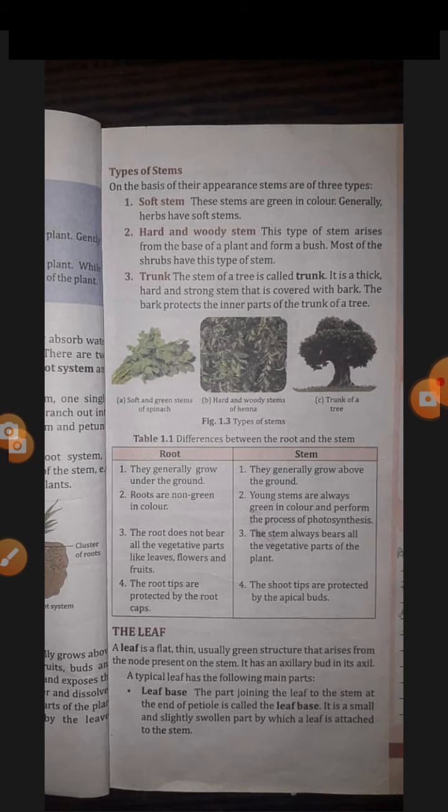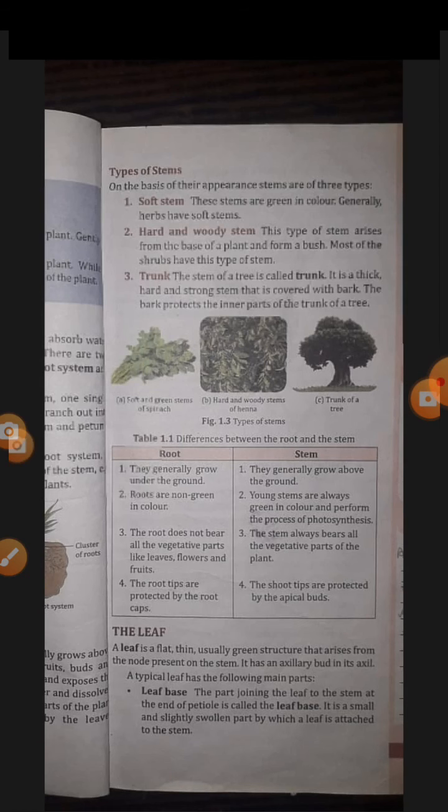Generally, these stems are very soft and can be easily cut, like coriander and spinach. It means in Hindi dhania and palak. Then the hard stems cannot be cut easily, like the rose plant. Then the third one is the trunk.